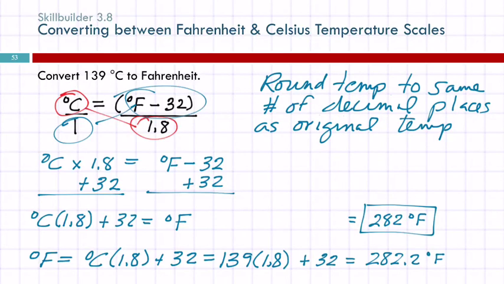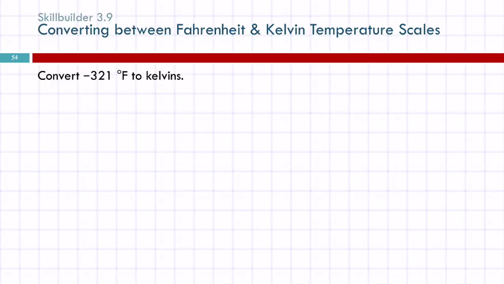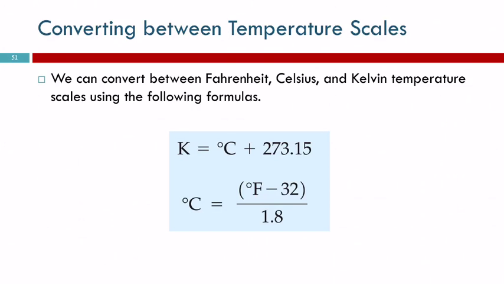Okay. Let's do minus 321 Fahrenheit to Kelvin. Temperature conversions need equations. Let's look at our equations. Is there one that has Fahrenheit and Kelvin? No, there isn't. We have to use both of them, one after the other.